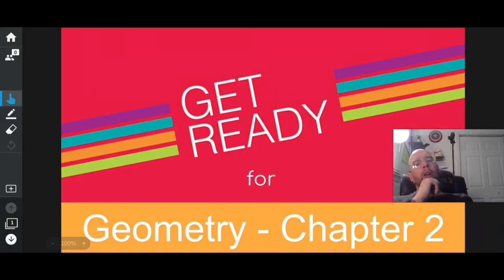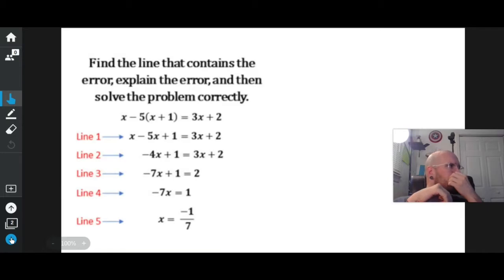Let's get ready for Chapter 2 of Geometry. This is going to be a very short one. Chapter 2 is really unique. It has a lot to do with logic and reason. So, not a ton of math, a little bit of math, but more proving things and being able to go from point A to point B and filling in all this stuff in between. So, it's a very unique chapter. We need to be able to explain ourselves very well.